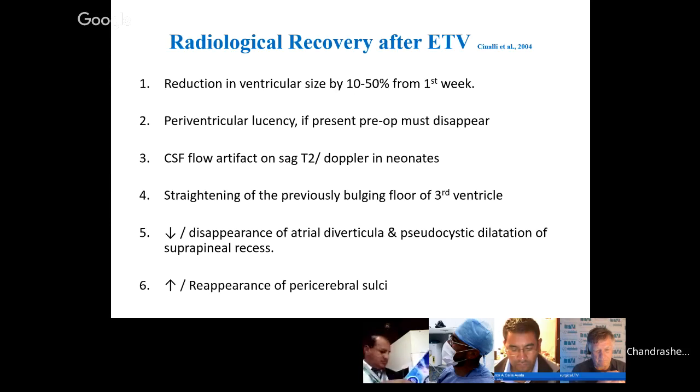The radiological recovery is usually very slow. It has been studied quite well, and the reduction in ventricular size is seen to be 10 to 50% by the end of the first week. Periventricular lucencies classically disappear in about 3 weeks' time. CSF flow artifact is one of the most common ways to demonstrate that your stoma is open. The bulging third ventricular floor straightens down, and most of the diverticula, the suprapineal recess, all become rudimentary, and the cerebral sulci start looking much better.